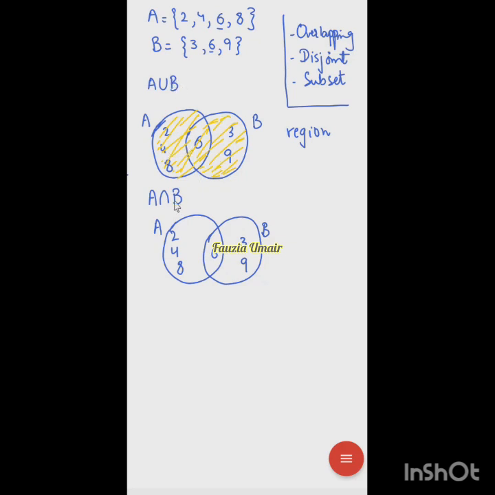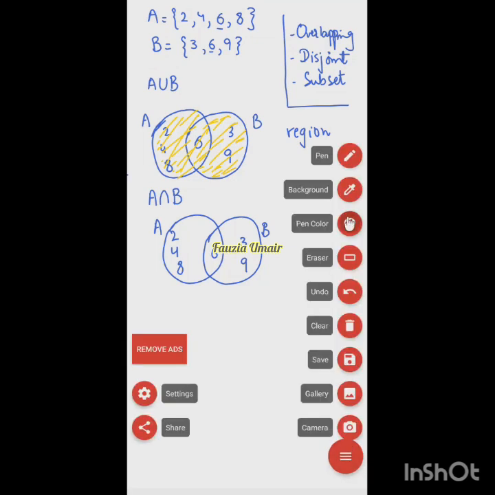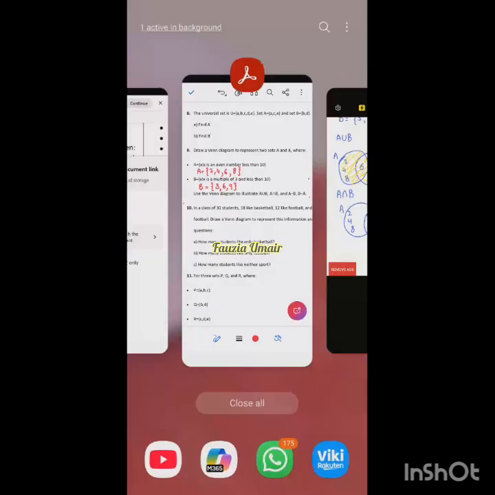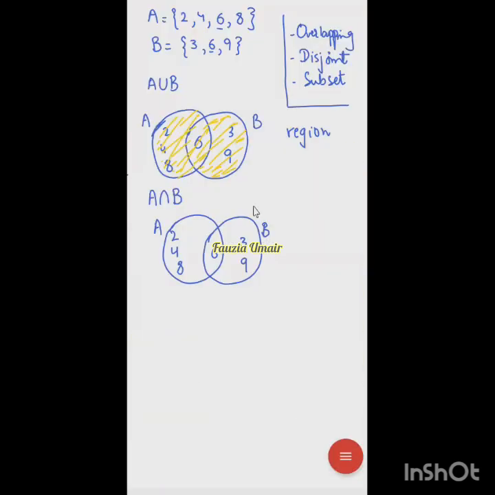Now A intersection B should have only the elements which are common between A and B. So which region should we shade for A intersection B? We will only shade the overlapping region, this region, where the 6 is.